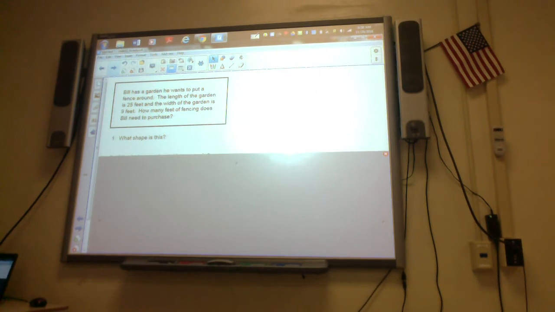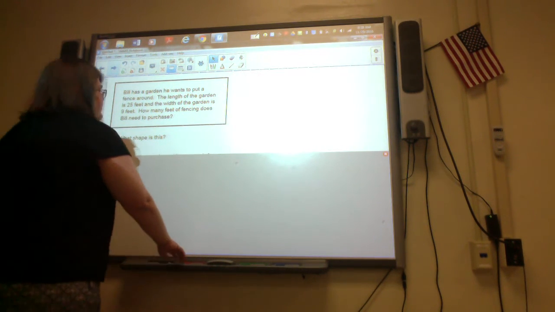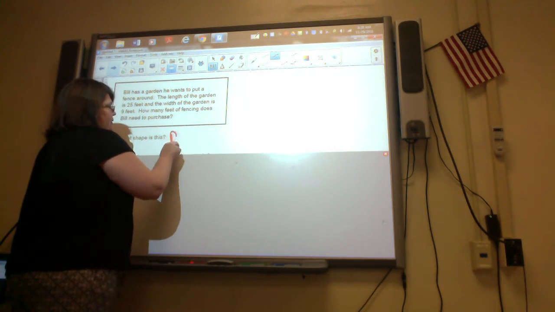All right. So we know that a square is special. We know it has 4 sides, and we know there's something about the length of those 4 sides that makes it special. They're all equal. Good. So if I have one side that's 25 and one side that is 9, can this be a square? No. So it has to be a rectangle. All right, so what shape is this? That's the first question you're going to ask. It's a rectangle.